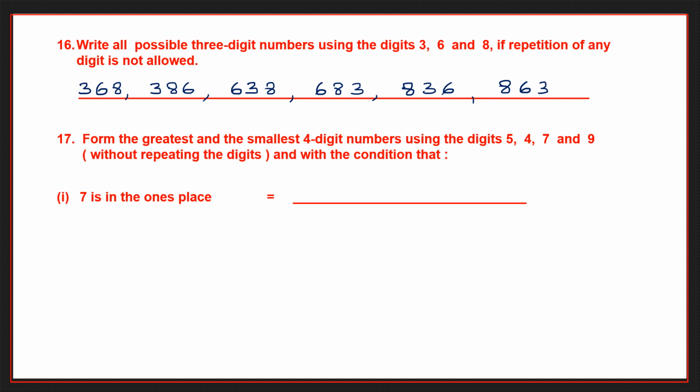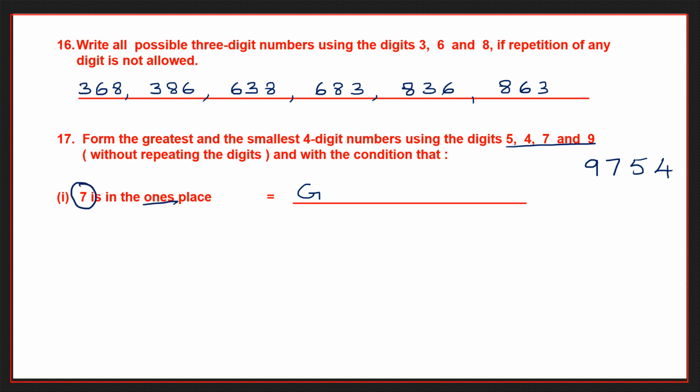Okay, so let's start. Now we are going to form the greatest number. If I take these four digits, how do I make my greatest number? I start with the greatest digit, that is 9. So let me write it here, 9. Then I write 7. Then I write 5 and 4. This will be my greatest four-digit number. But here there is a condition. The condition is that 7, here it says 7 should be in the ones place.